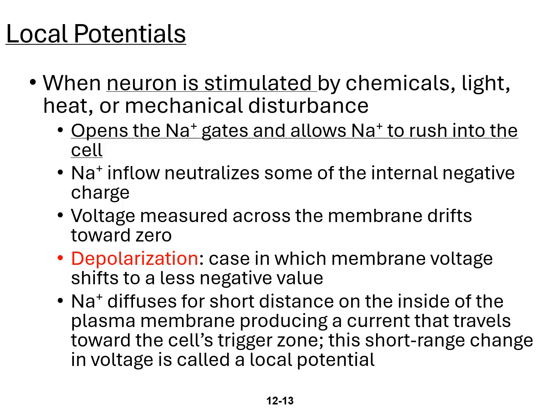Sodium diffuses for a short distance on the inside of the plasma membrane, producing a current that travels towards the cell's trigger zone. The short-range change in voltage is called the local potential. Because if you think about it, sodium is just going to go into one little part of the membrane. What's happening right next to it? Nothing. Until that current travels over here, then that can start to open sodium channels, and then that local area becomes depolarized. So that's why, when you're thinking about local potentials, they're very, very small areas on dendrites or the soma.